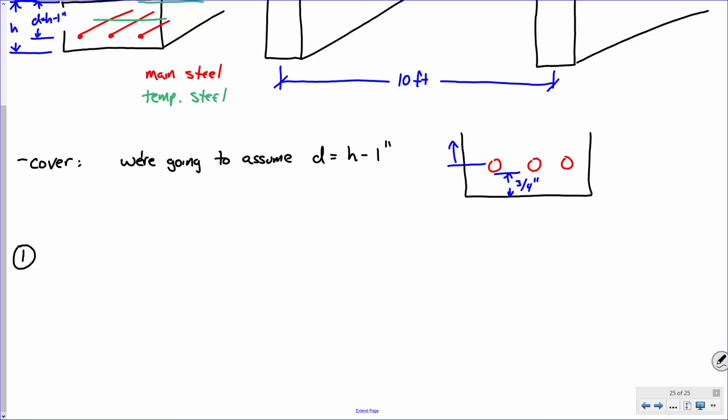Factored moments. There are two things that are going to contribute moments: the self-weight of the slab and the live load. Let's start off with the self-weight of the slab. How wide is the slab? Well, how wide is our width? 12 inches. How tall is it? We're going to use H equals H minimum.